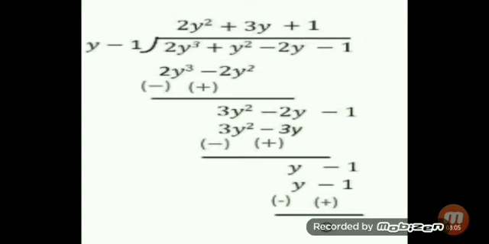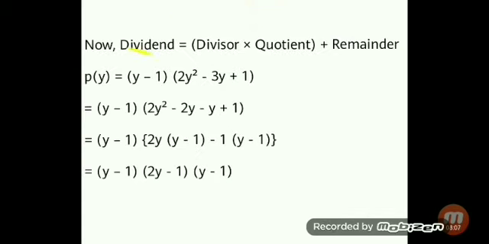Now we know that dividend is equal to divisor into quotient plus remainder. So we write py is equal to y minus 1 multiply quotient. Remainder is 0. So we do not write 0 here. Now we factorize this quadratic polynomial by splitting the middle term method. First we multiply the last term with the coefficient of y square, which is 2. So we multiply 2 with 1, we get 2. Now the factors of 2 are 2 and 1. So we write 3 as 2 plus 1.